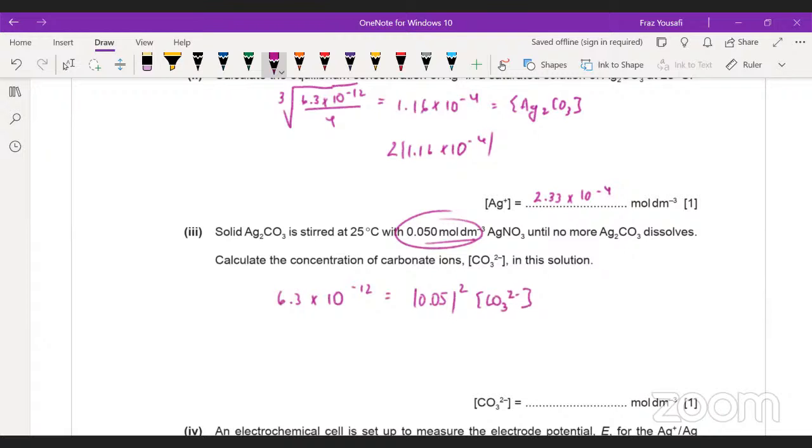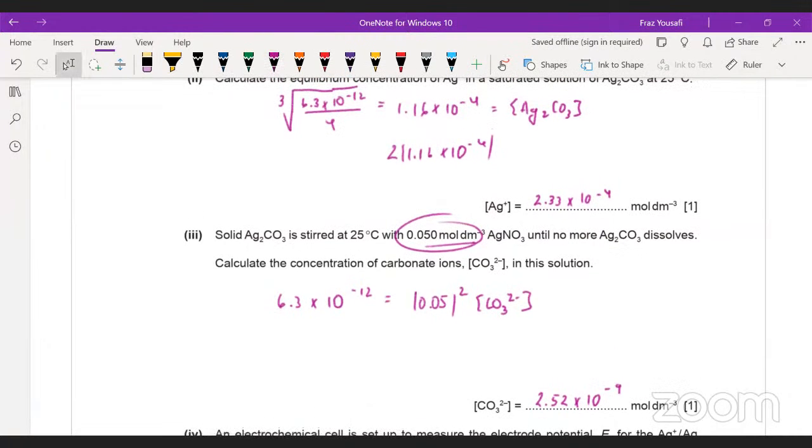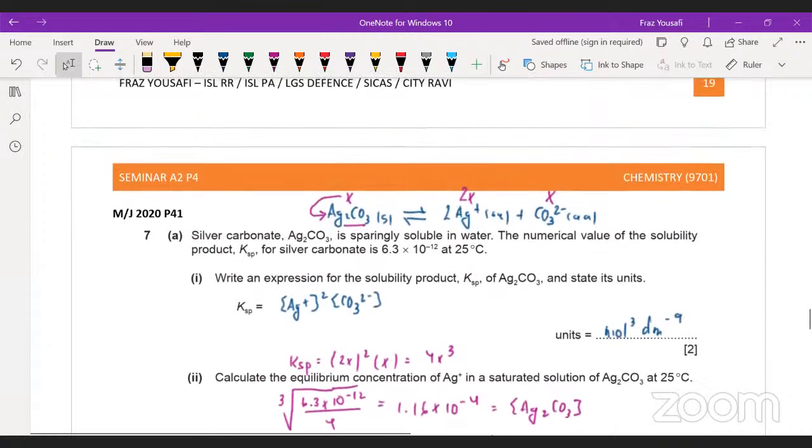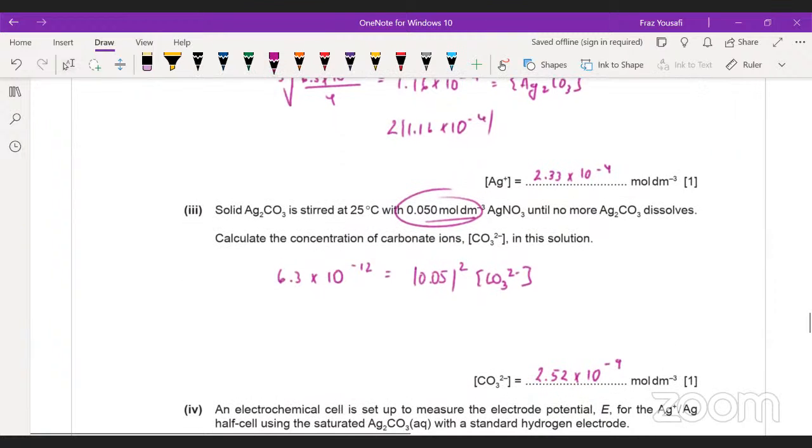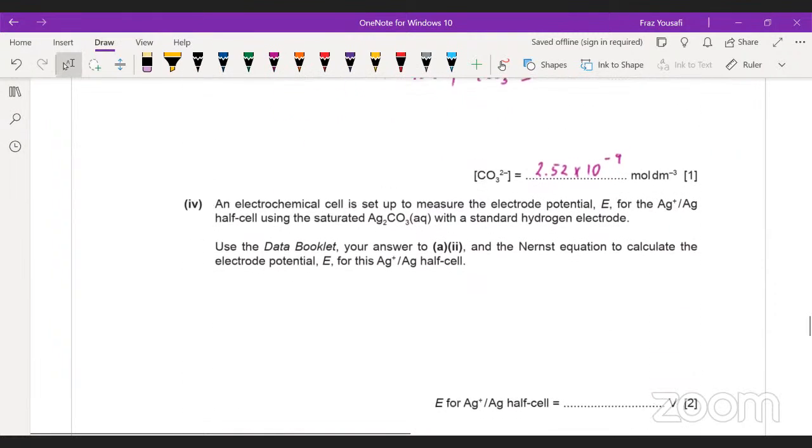And then we solve for the missing variable, which is the concentration of the carbonate. It goes even lower than it was before, to 2.52 times 10 to the negative 9. Why? Simply because you've added so much silver ions that the equilibrium started to shift to the left, right? You increase the concentration of the silver ions, the equilibrium shifted more to the left, decreasing the amount of carbonate ions inside of the equilibrium. That's why the value has gone down yet even further.